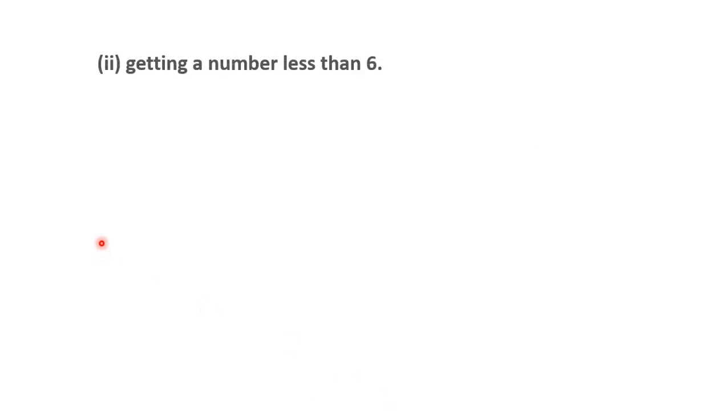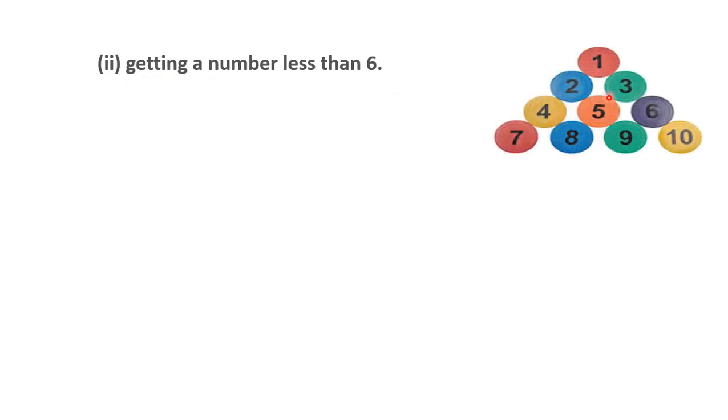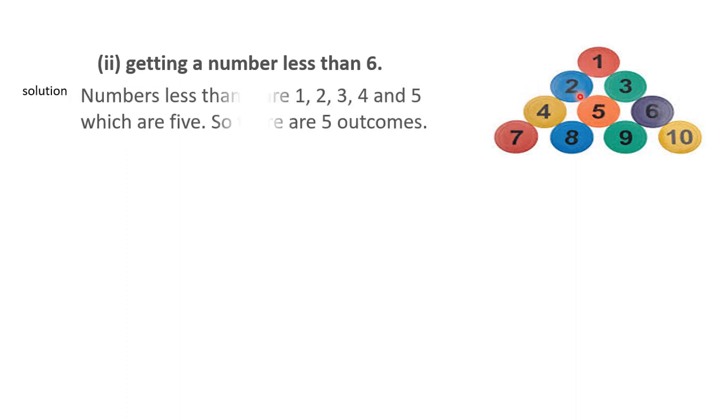Now similarly, second, we have to find the probability of getting a number less than 6. So here in this figure again, we have to count how many numbers are less than 6. So 1, 2, 3, 4, 5. These 5 numbers are less than 6. So these are the favorable outcomes. So there are 5 favorable outcomes. n of B is equal to 5.